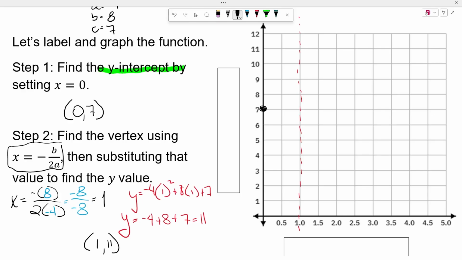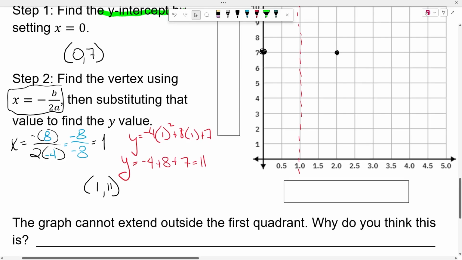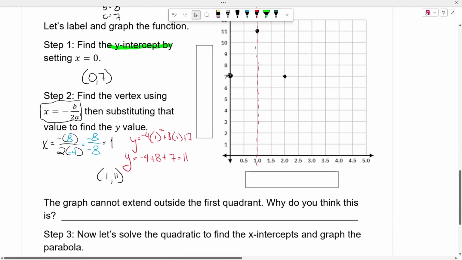So I can come over here on my graph. I'm over at 1 on my axis of symmetry, and I go up here to 11. I know that there's another point exactly the same distance from the axis of symmetry as my y-intercept. Now, the graph cannot extend outside the first quadrant. So what do you think this may be?